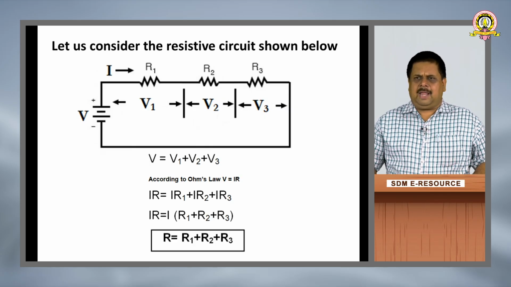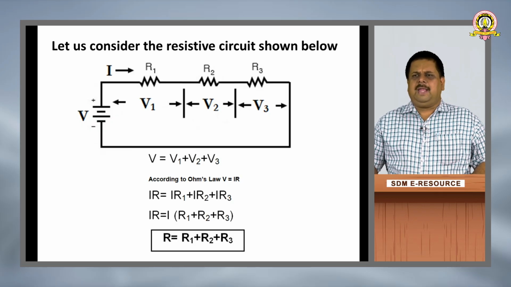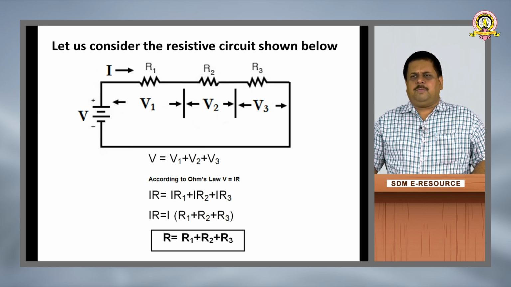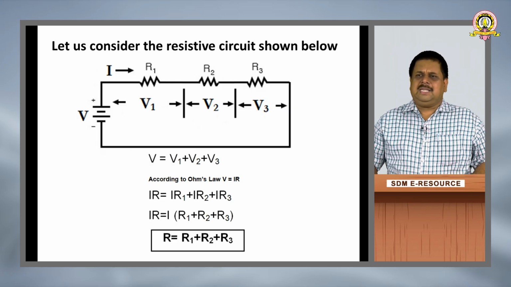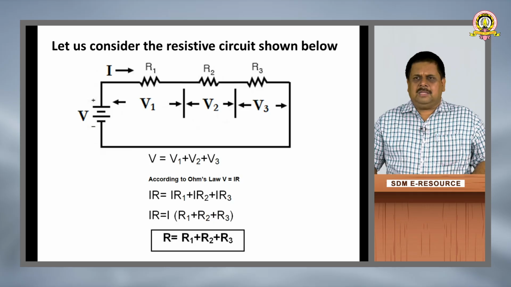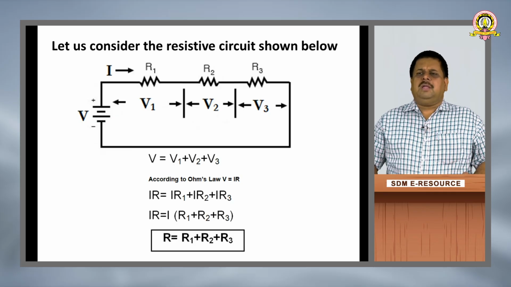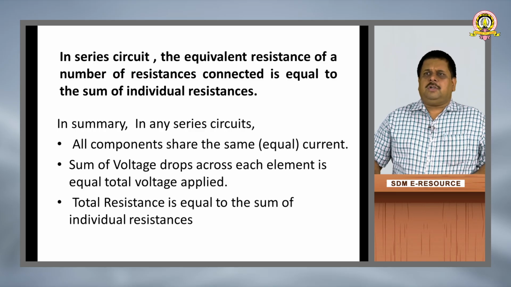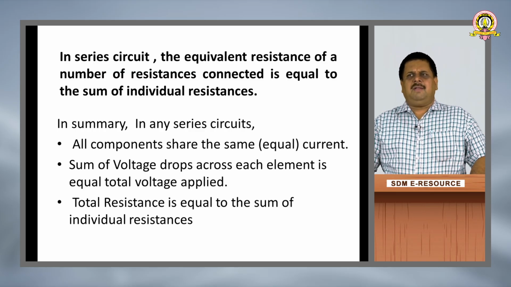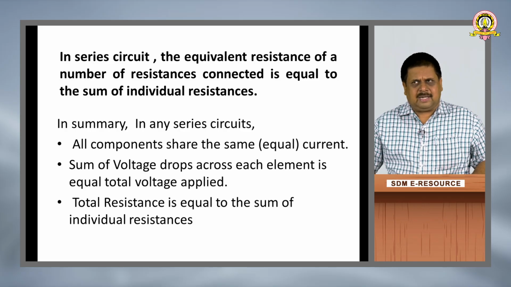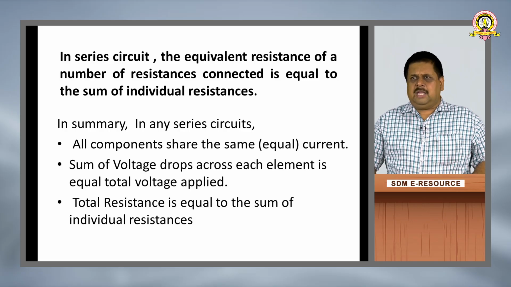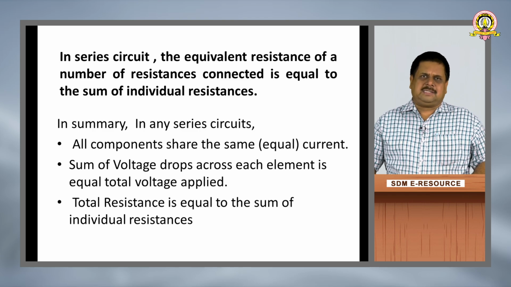Taking common current I outside, IR is equal to I into R1 plus R2 plus R3. Therefore, resistance R is equal to R1 plus R2 plus R3. In case of series connected resistors, the equivalent resistance R is equal to the sum of individual resistances R1 plus R2 plus R3. So, we can say in series circuit the equivalent resistance of a number of resistances connected in series is equal to the sum of individual resistances.